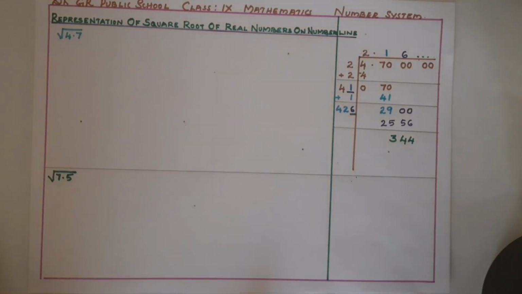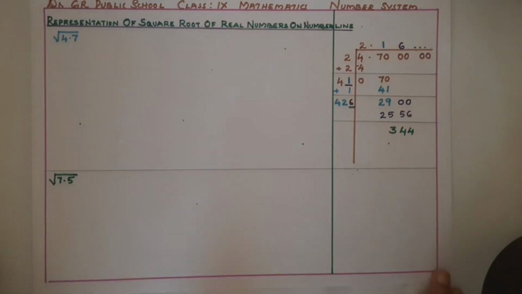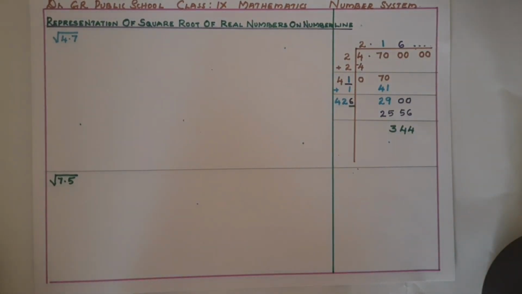you have seen how to represent root 2, root 3, etc. on the number line. Okay, and you know every real number has its own place in the number line, isn't it?